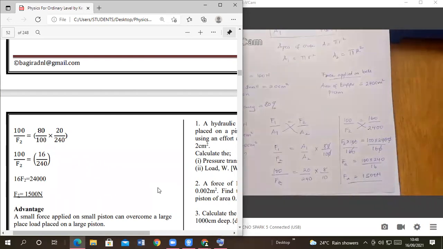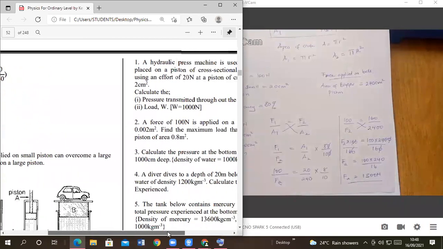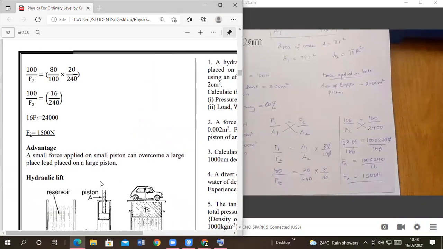The other thing that you have to know is that we are going to look at more questions under this exercise, and then we shall be able to calculate out more things. One advantage of a hydraulic press is that a smaller force that is applied is used to overcome a larger load. So a smaller force applied on a smaller piston overcomes a larger load.